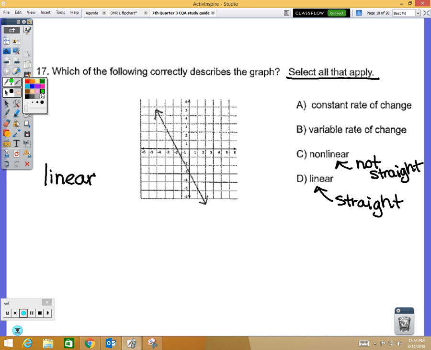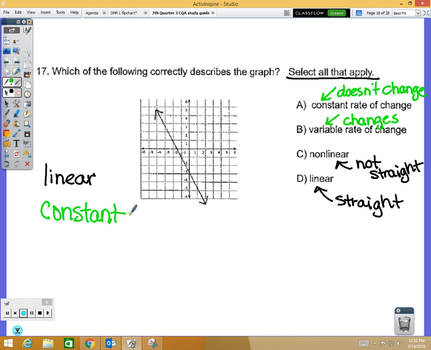The temperature goes up, the temperature goes down. The temperature is variable. So if I was going to make a graph of the temperature, it would be nonlinear because it would vary, okay? So this is something that doesn't vary, it stays constant. So constant means it doesn't change. Variable means it does change. So that being said, the word linear and the word constant go together, always. Okay? So your answer for this problem is going to be those two choices, A and D.